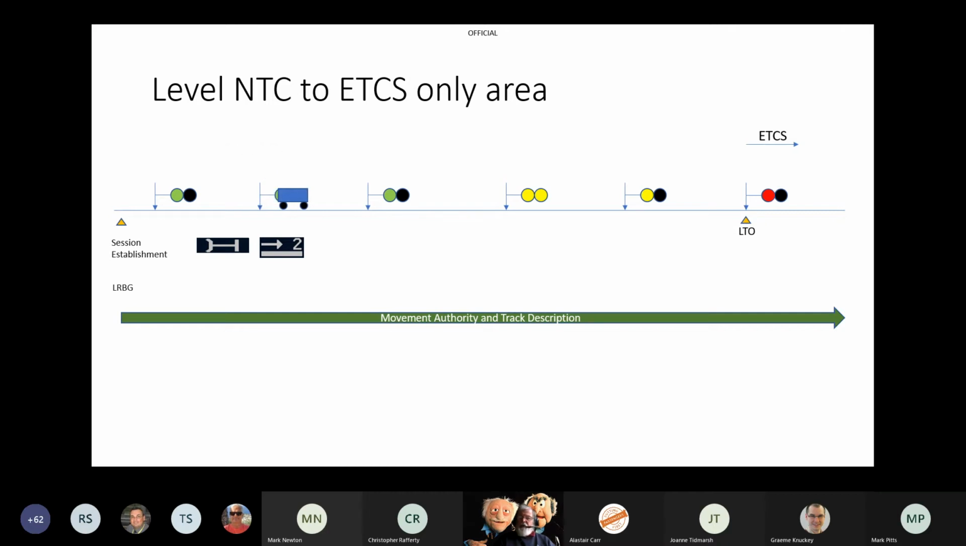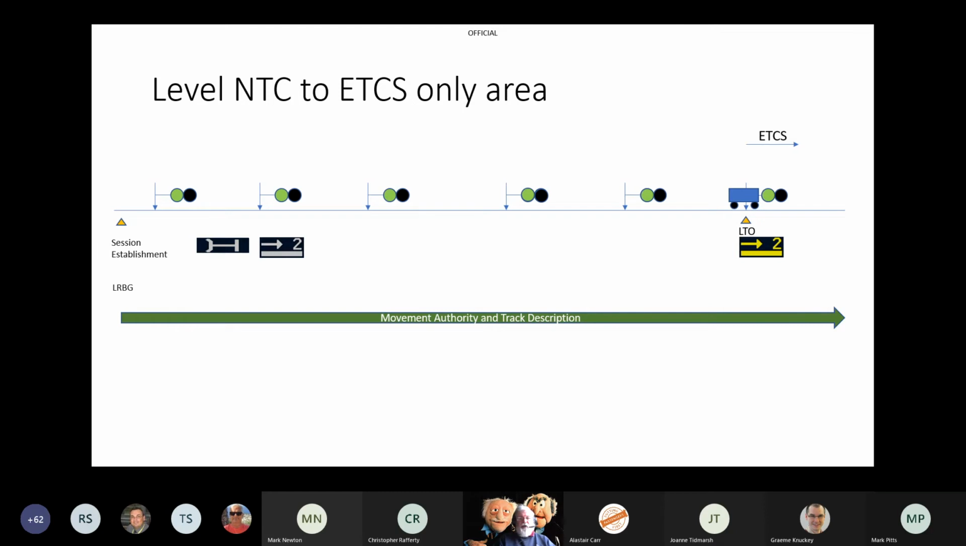As the train proceeds, it will acknowledge the fact it has received the movement authority. That acknowledgement can be used to trigger the clearing of the signals. And now the train driver has information to enable them to enter the ETCS area. When they pass over the border, they will be asked to acknowledge the transition to level 2. That is how it is at the moment.